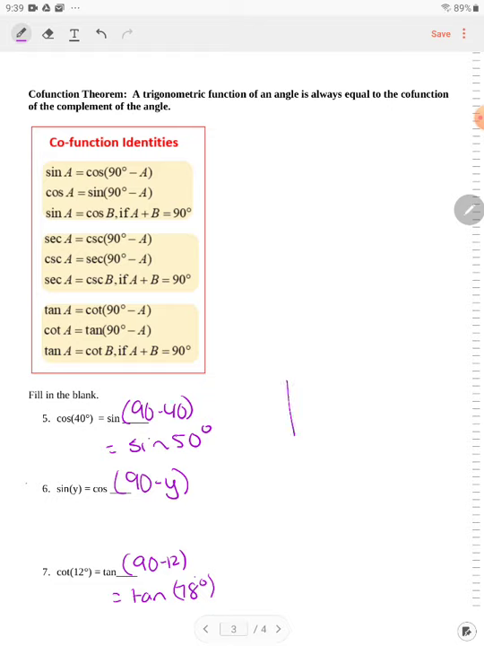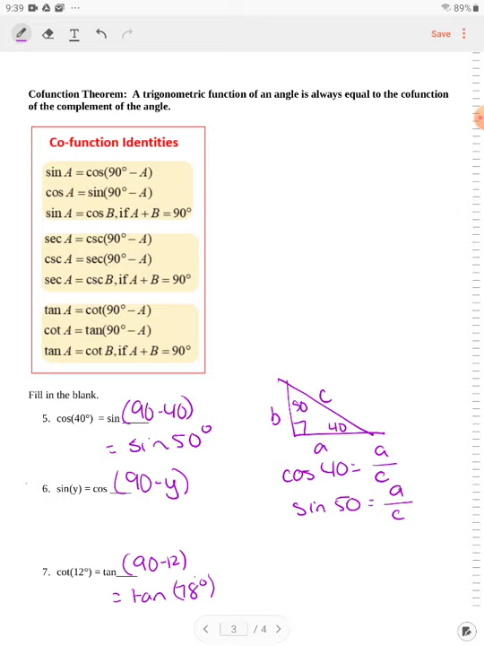Now, let's just draw a picture. Let's look at this. Okay, let's do 40 and 50. Let's just do A, B, C. So off of the picture, what we've been practicing, cosine of 40 is adjacent, which is A, over hypotenuse, C. Sine of 50 is opposite, which again is A over C. So you can see if we look at a triangle and use the definitions we were using, we will get the same ratio.